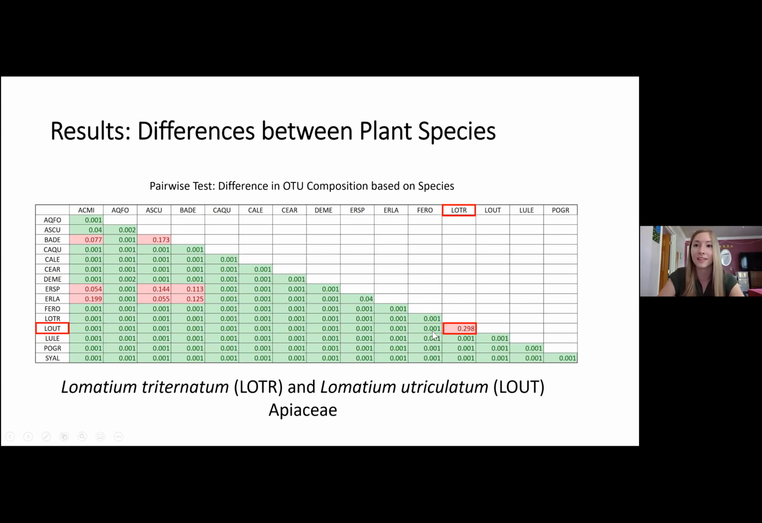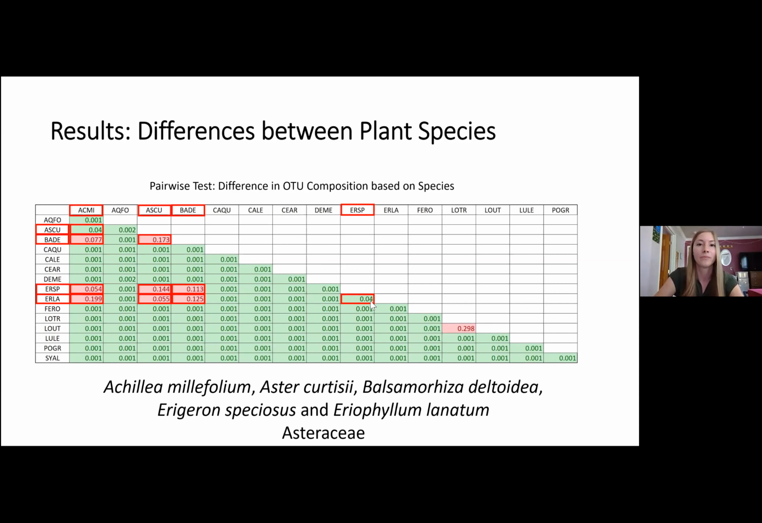I wanted to take this idea and look at the other plant families that are found throughout my data. All of these plants that are highlighted here, acme, ascu, bade, ursp, and urla, all belong to the Asteraceae plant family. And you can see that all of the other red boxes in my data set belong to the Asteraceae family. So it seems that a plant family is driving some of the similarity that's found between some plant species.